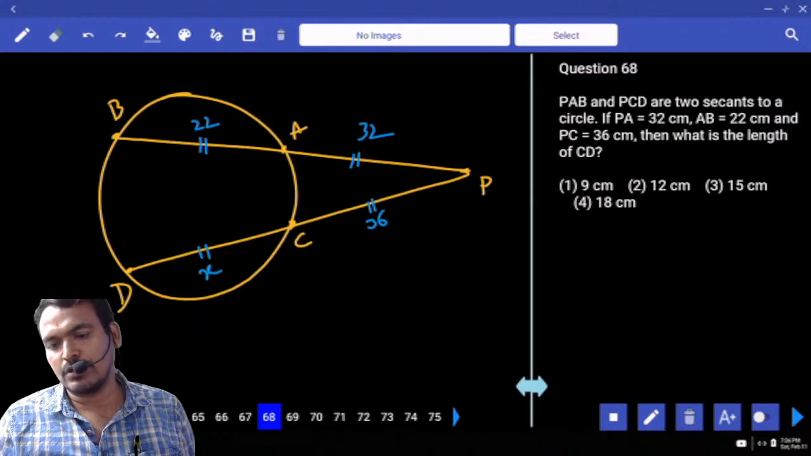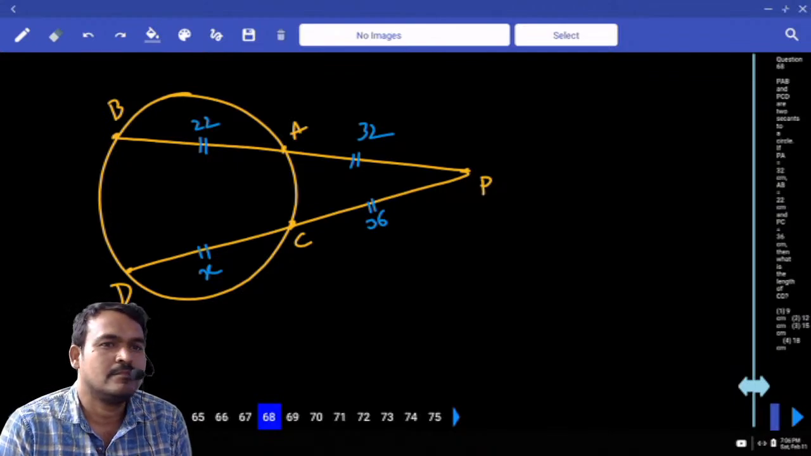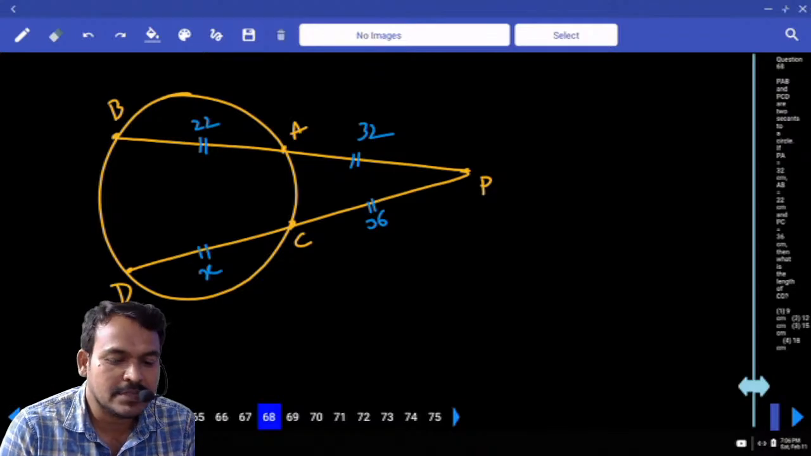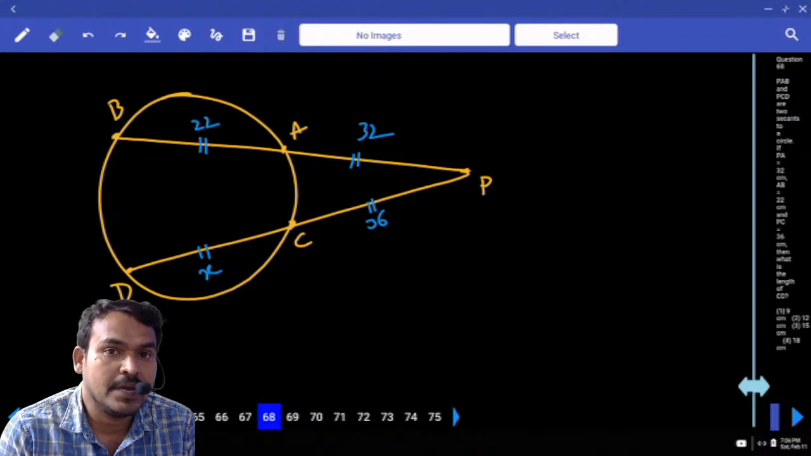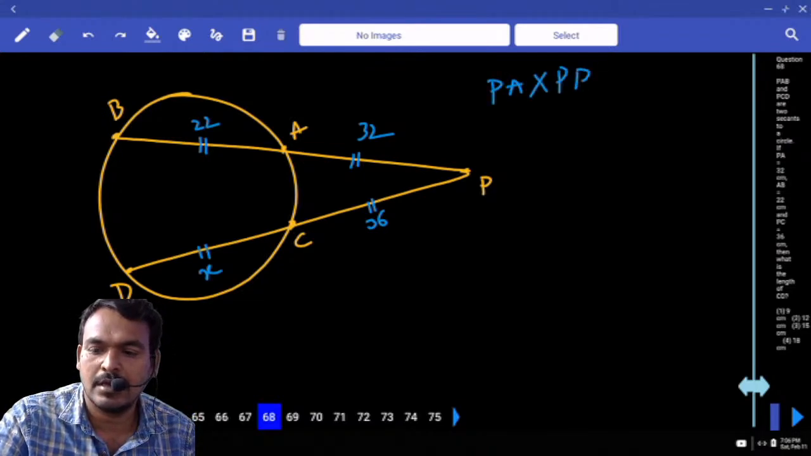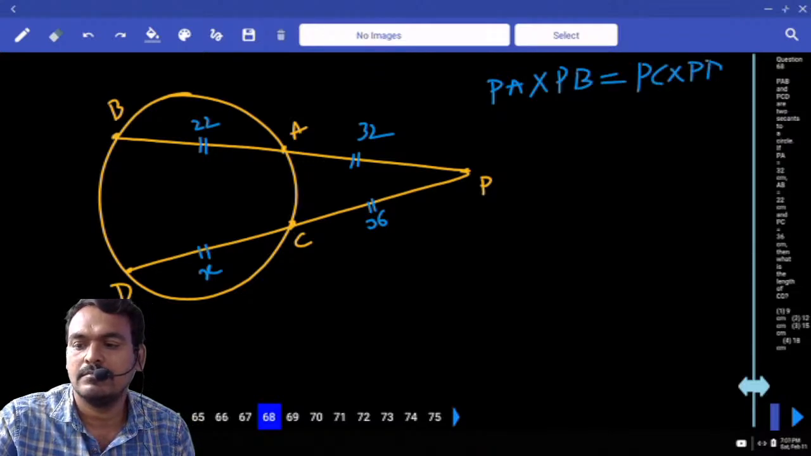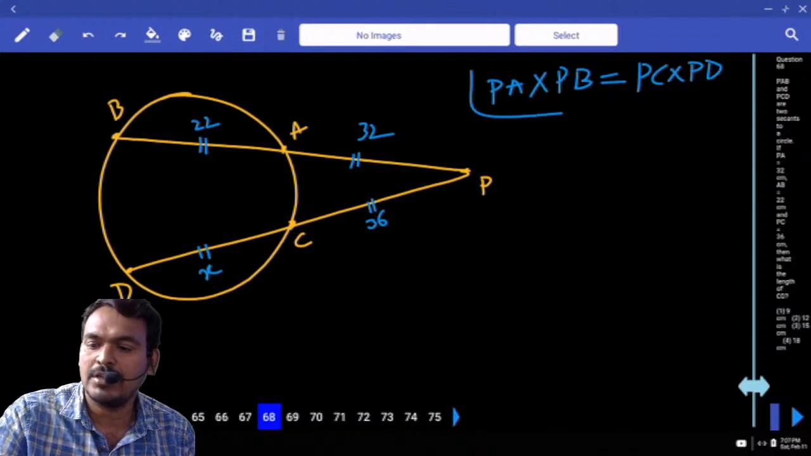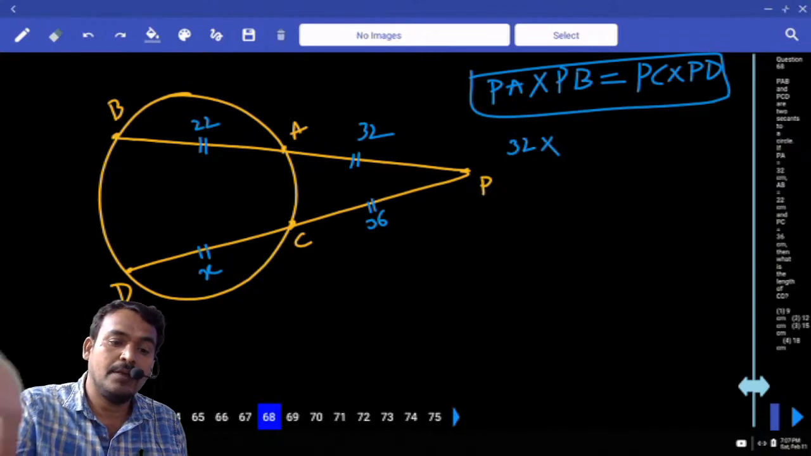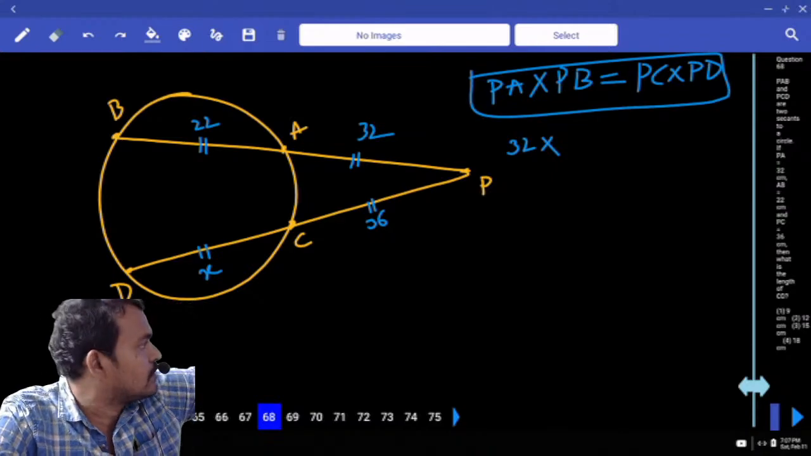Okay. What is the question here? What is the length of the CD? What is the property? PA into PB equals PC into PD. PA means what is the PA value? 32. PB means PA plus AB. What is the total PB value? 50.